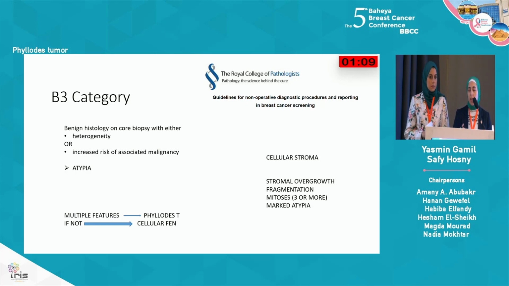But if we were lucky enough to find other features such as stromal overgrowth or tumor fragmentation, multiple mitoses, 3 or more, or marked atypia, then we can confidently diagnose the case as phyllodes tumor, at least borderline, and we recommend the surgeon take a wide excision, at least 1 centimeter, to decrease the risk of subsequent recurrence for both borderline and malignant phyllodes tumors. Thank you very much.